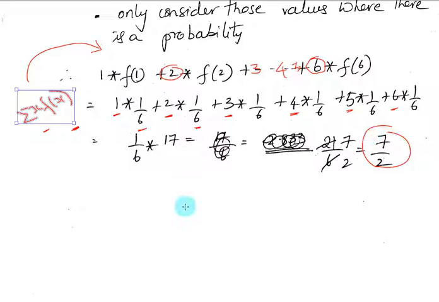But bear in mind, expected value is simply the mean. It doesn't mean that you actually get 7 over 2 when you roll a die, but that is what we call the expected value of this discrete random variable.